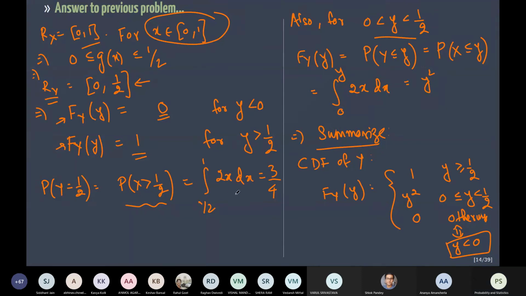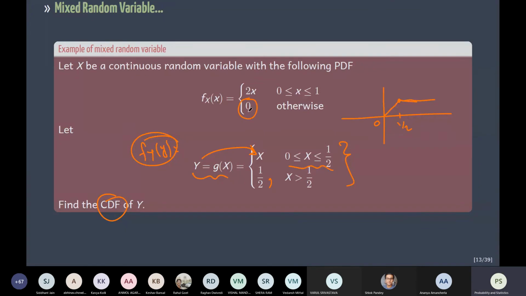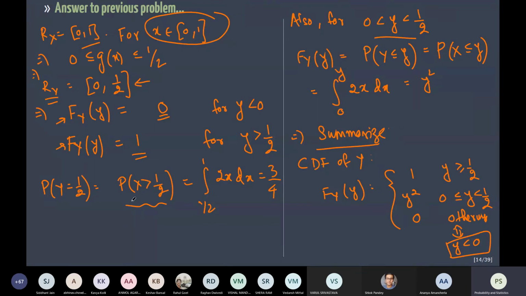Now, we are talking about the PDF here, right? The PDF is 0 beyond x equal to 1, so there is no point in integrating beyond that. The usual definition tells us it's half to infinity, but half to 1 only makes sense for x, otherwise it is 0 anyway beyond 1. So we restrict to 1 here. So half to 1, and the PDF was 2x. So 2x dx, and we integrate this, then we get 3/4, at y equals half.